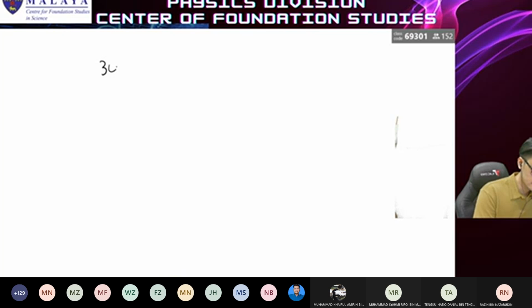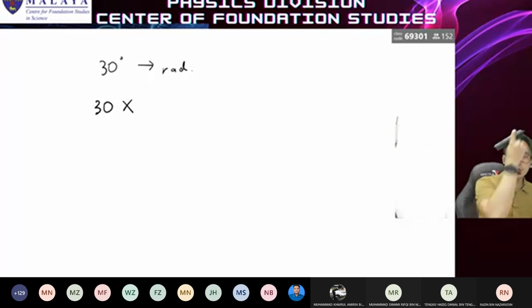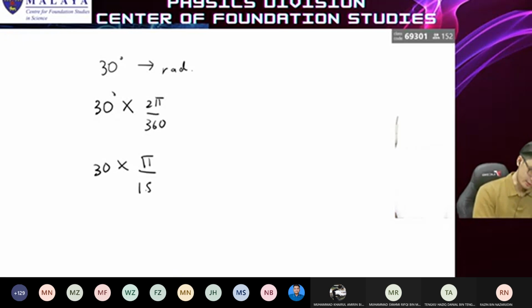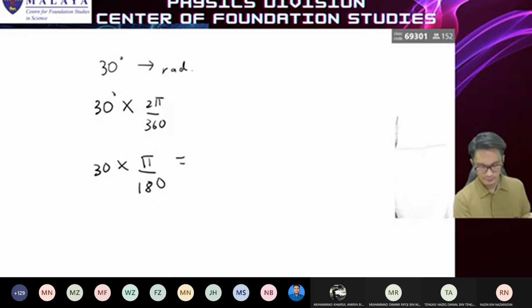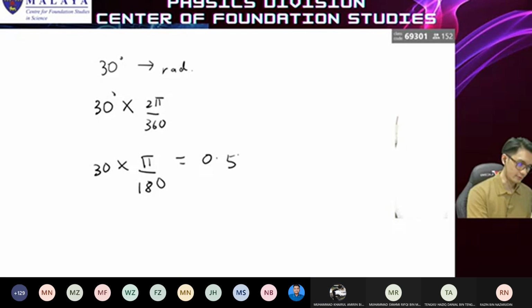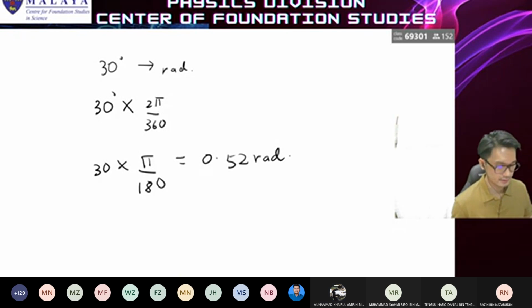30 degree to radian. Okay, how to answer this? Very easy, guys. Since 360 degree is equal to 2 pi radian, jadi 30 degree we just darabkan dengan 2 pi bahagi 360 or 30 times pi bahagi dengan 180 lah. So you guna calculator, you akan dapat berapa? 30 times pi, 0.52. Yeah, correct. 0.52 radian. Okay, so jawapan dia adalah C. Okay, siapa yang satu just take note macam mana you calculate.